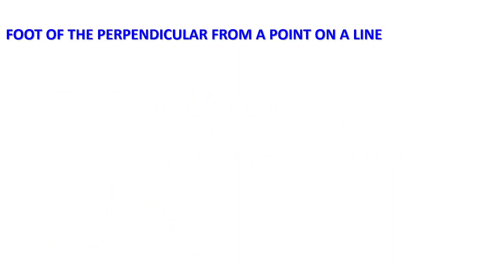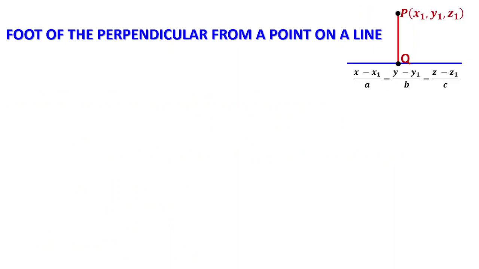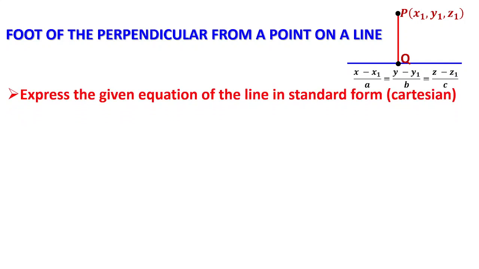Well, let us go to the next idea, foot of the perpendicular. What is the meaning of foot of the perpendicular? From a point you are drawing a perpendicular, it meets the line at a point, and here in this diagram for P, Q is the foot of the perpendicular. Now in the exam they will ask you to find the coordinates of the foot of the perpendicular. How to do it? Express the given equation in standard form.